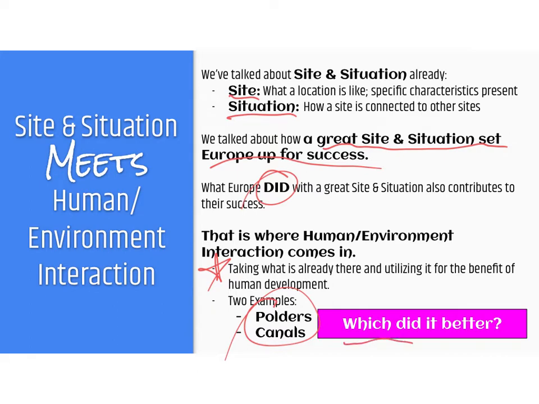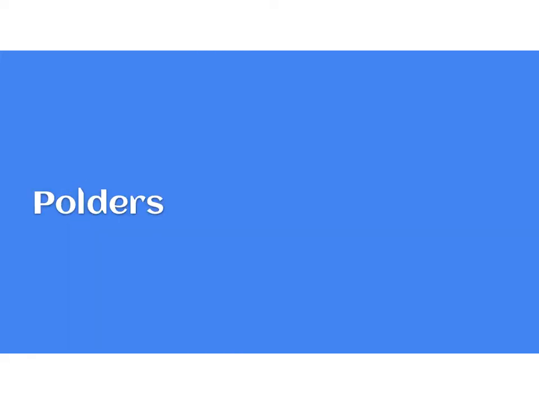As we go through the 2, I want you to keep this question in mind: which one did it better? We're going to do an evaluation of these 2 building strategies and engineering projects, and I want you to evaluate them based on the costs and benefits, the pros and cons of each. Which do you think is a better solution for the various environmental situations they were faced with? Okay, here we go. Let's start with polders.